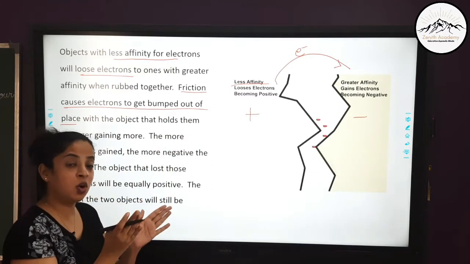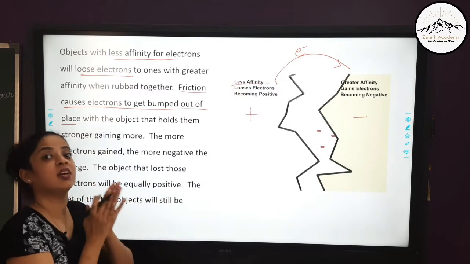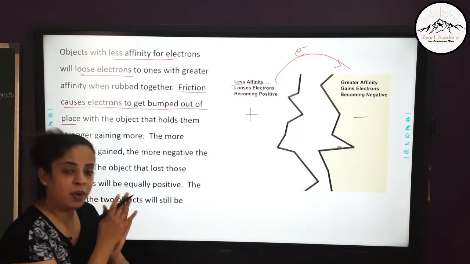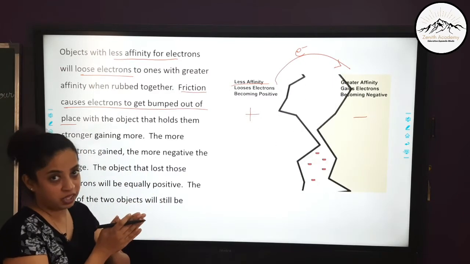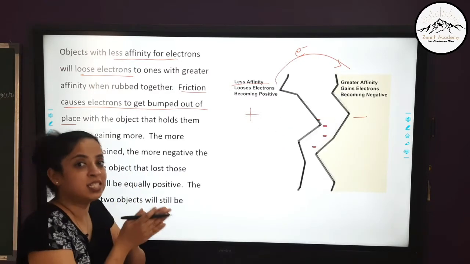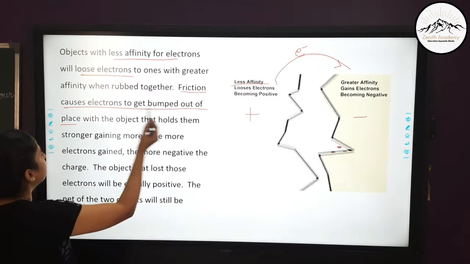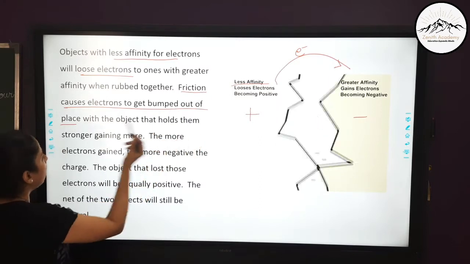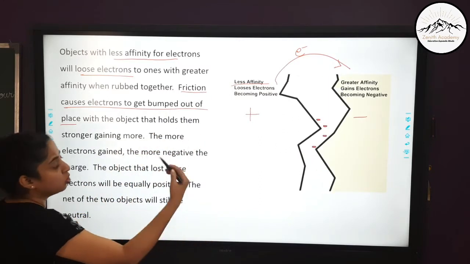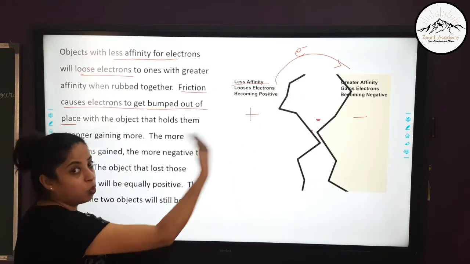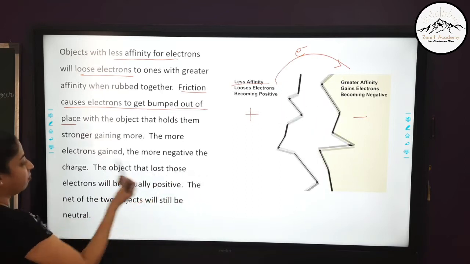So what is the cause that the substances with less affinity are losing electrons? It is the friction. When we rub it with some substance, the electrons are bumped out from the substance that has less affinity for electrons. So we'll read it again. Friction causes electrons to get bumped out of the place with the object that holds them stronger, gaining more. So the objects that hold them stronger gain more of these electrons. The more electrons gained, the more negative the charge.